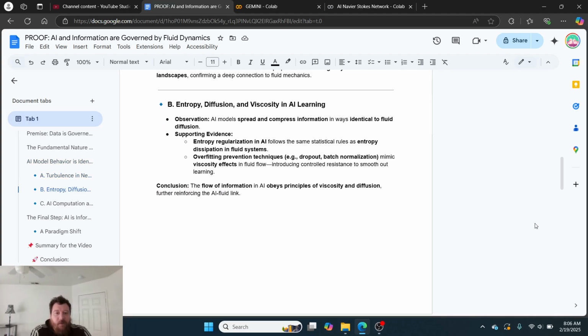B, entropy, diffusion, and viscosity in AI learning. Observation: AI models spread and compress information in ways identical to fluid diffusion. Supporting evidence: entropy regularization in AI follows the same statistical rules as entropy dissipation in fluid systems. Overfitting prevention techniques, for example dropout and batch normalization, mimic viscosity effects in fluid flow, introducing controlled resistance to smooth out learning. And I can prove this to you up and down, and I will show it to you up and down. Conclusion: the flow of information in AI obeys principles of viscosity and diffusion, further reinforcing the AI-fluid link.